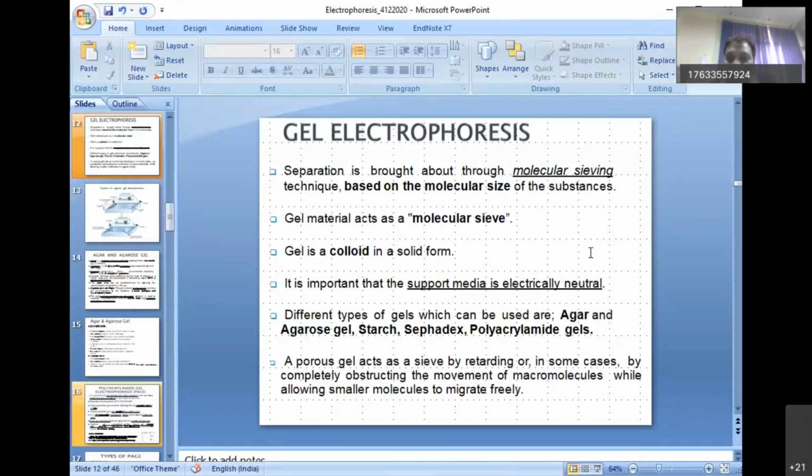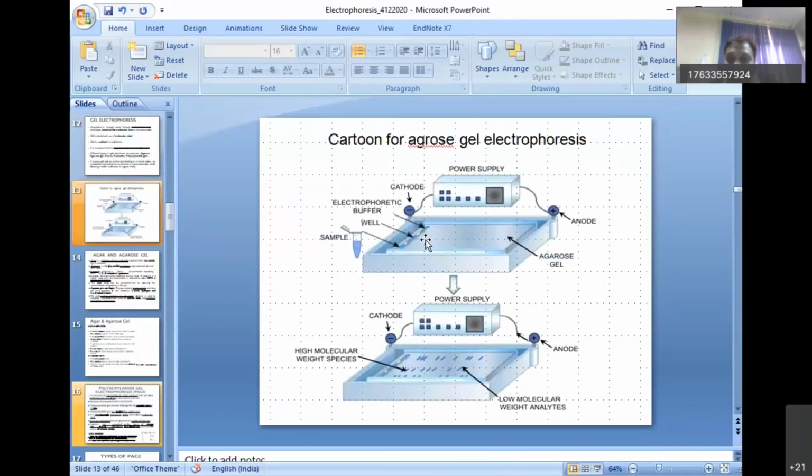It can be divided into agarose gel electrophoresis or polyacrylamide gel electrophoresis, or there are other supporting media like starch and Sephadex, which you can use. So this is the cartoon for agarose electrophoresis. If you see here, there is the agarose. I think many of the students have seen that in the lab, and there is the power supply, and this is the tank, where the buffer will be put, and your agarose gel.